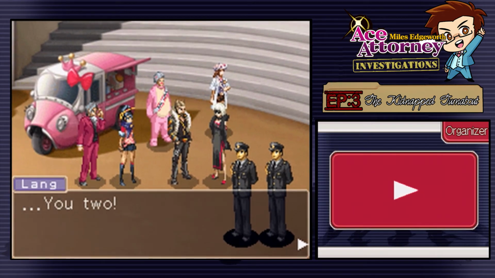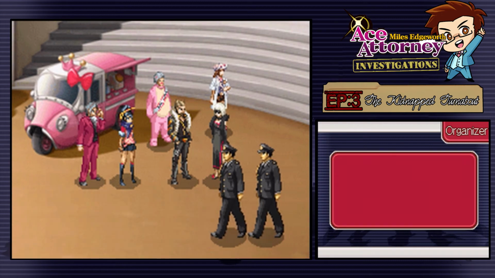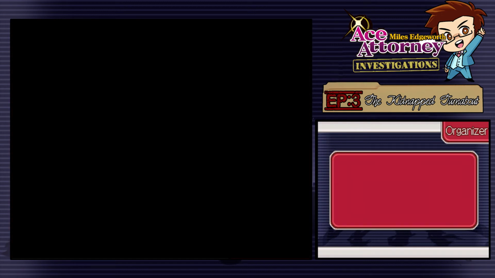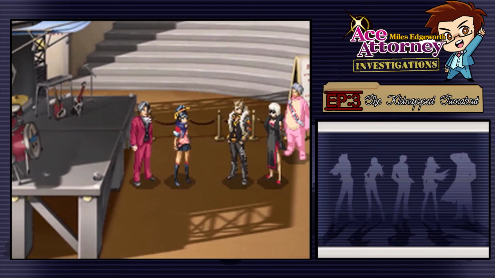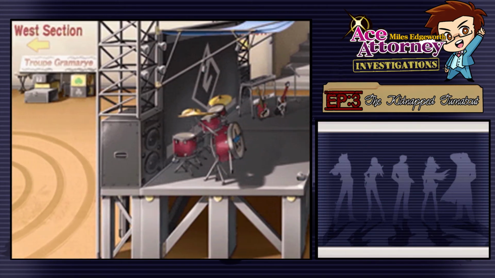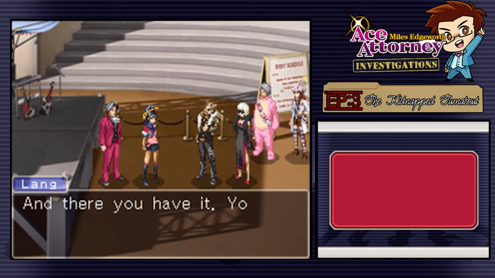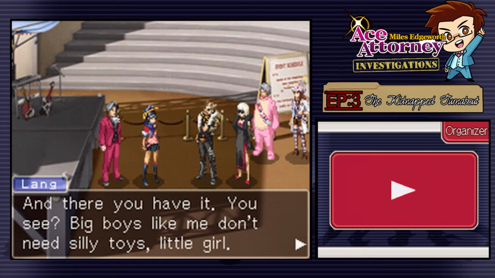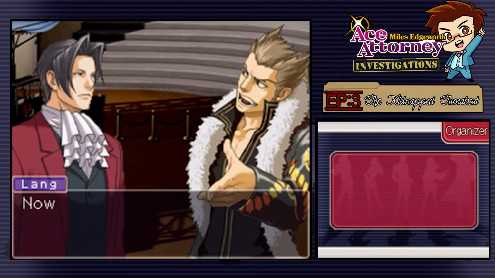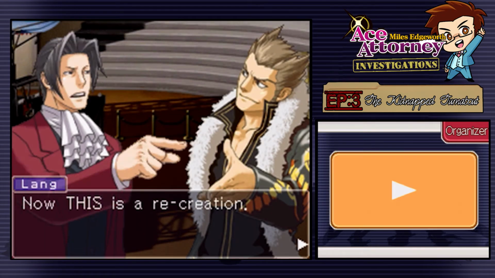You too. Oh, don't confiscate it. Sir. Yeah, I mean, is the guitar from the Gaviners? Because the drum set has the badger symbol on it, and that's what threw me off originally. That's why I didn't think it was a Gaviners music setup. And there you have it. You see? Big boys like me don't need silly toys, little girl. Now this is a recreation.